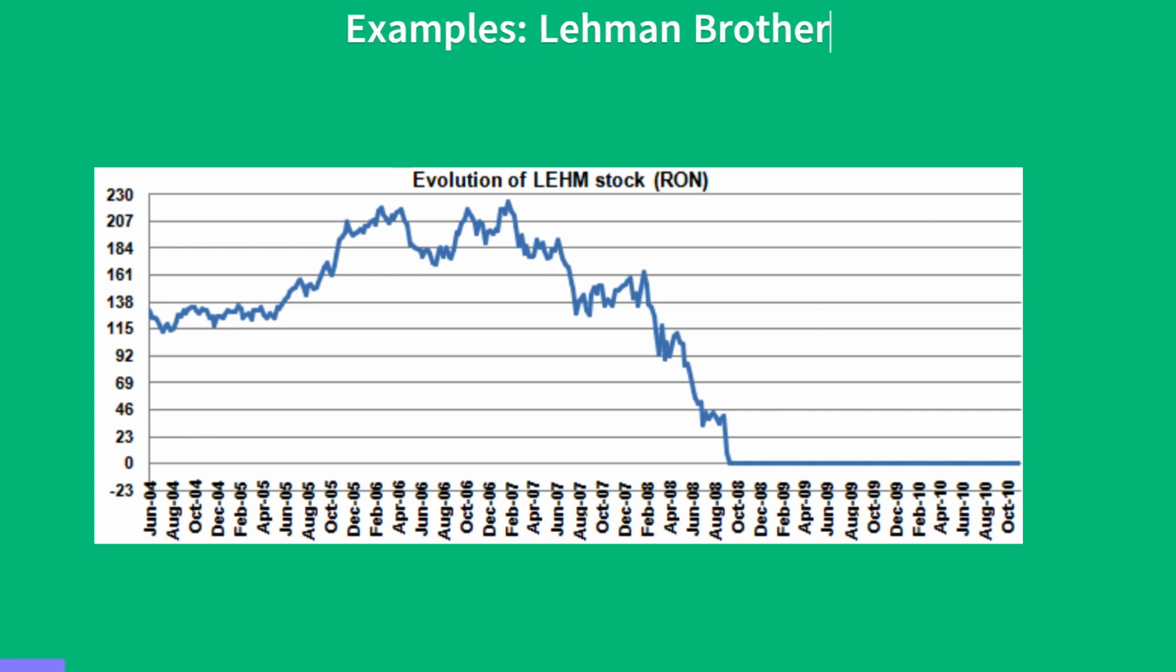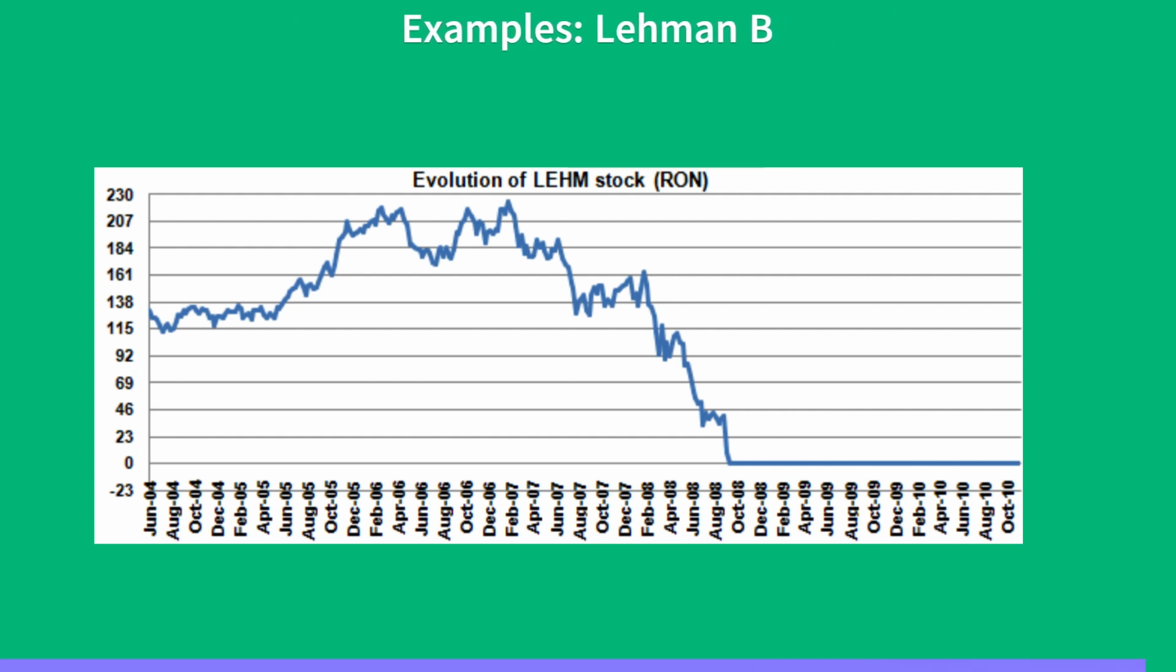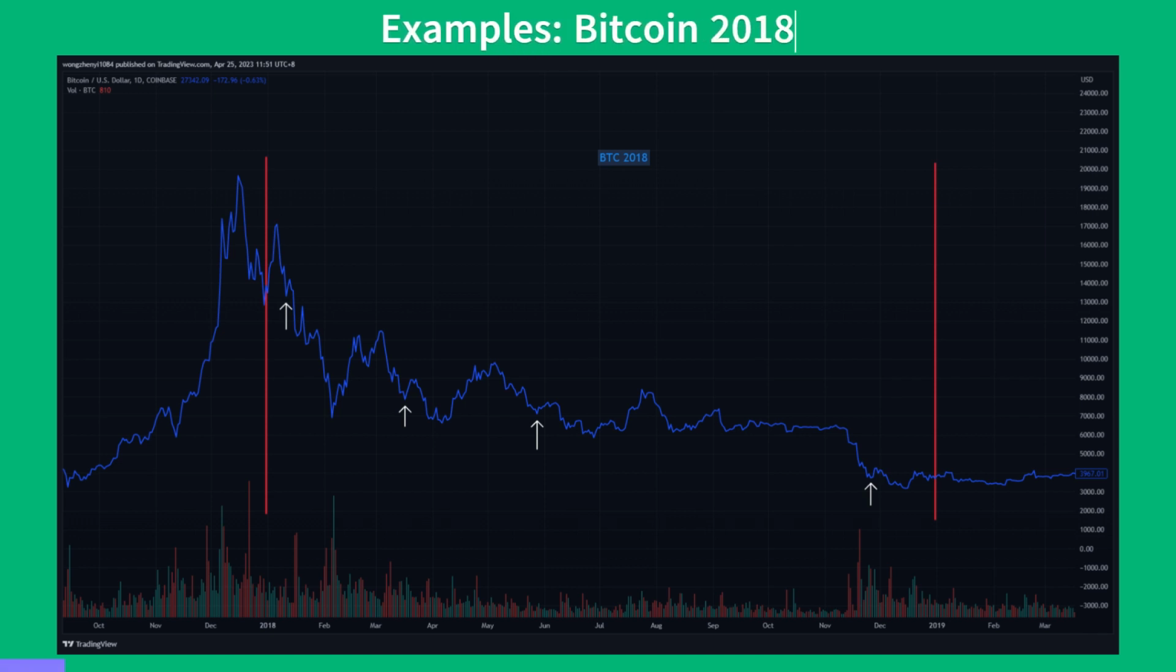Another example is Lehman Brothers' stock price from 2008. Lehman Brothers was one of the largest investment banks in the world until it failed during the global financial crisis. Similar to Enron, Lehman Brothers also had several dead cat bounces along its downfall. Again, you can see how each bounce was lower than the previous one, and how the volume was low during each rally. A more recent example is Bitcoin's price from 2018.